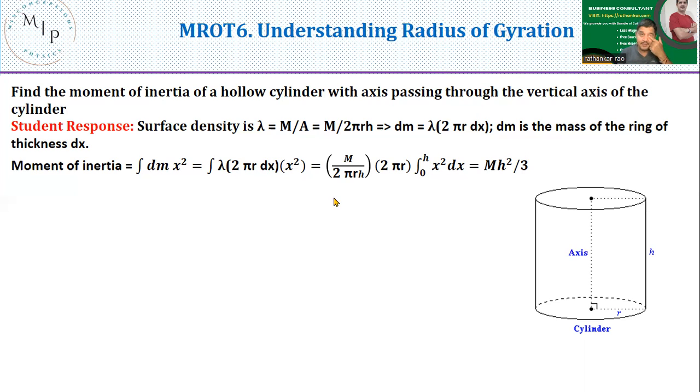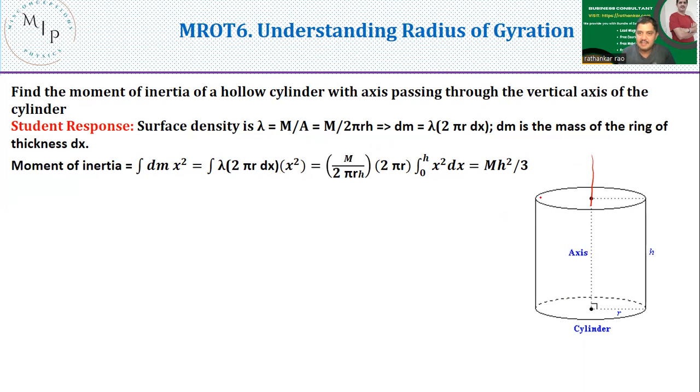Find the moment of inertia of a hollow cylinder with an axis passing through the vertical axis of the cylinder. So this is my vertical axis. We need to find out the moment of inertia of this. Towards it, what he had done is something like this. He took the surface density of the cylinder. Surface density is mass by area. He took the total mass of the cylinder divided by the area.